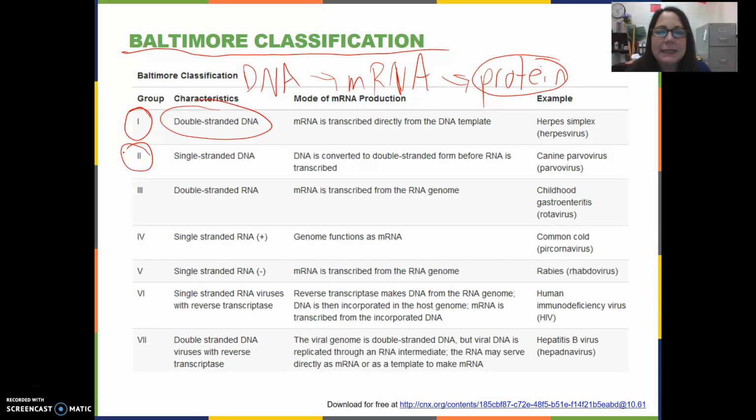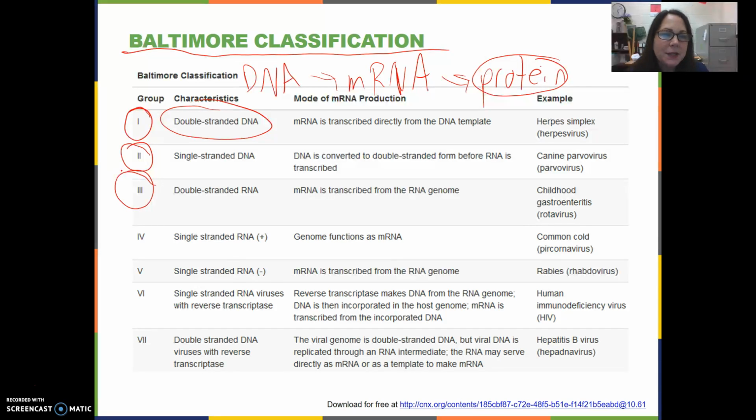But the only difference is that the single-stranded DNA has to be converted. It has to replicate and form double-stranded DNA before transcription and translation can occur. And then that single-stranded DNA is replicated. Class 3 is double-stranded RNA, and in that case, transcription occurs by using the double-stranded RNA genome to transcribe messenger RNA, and then translation happens. And then the double-stranded RNA molecule has to replicate, of course.